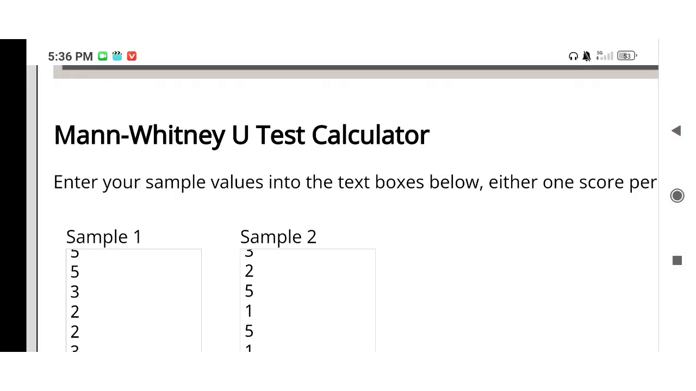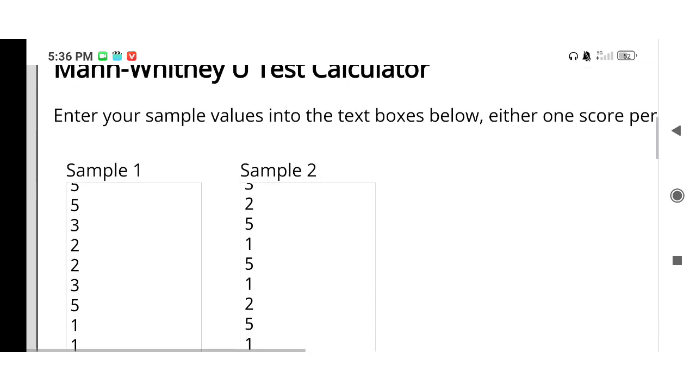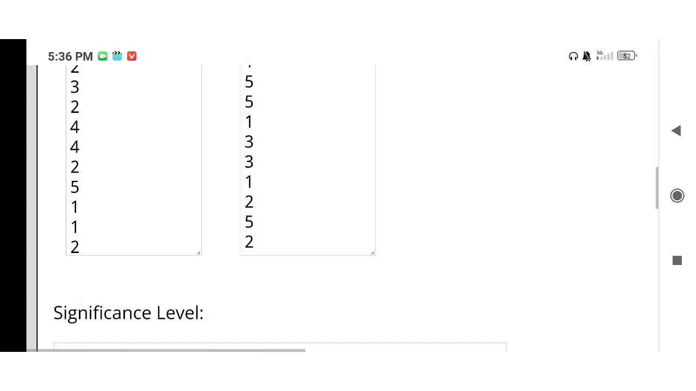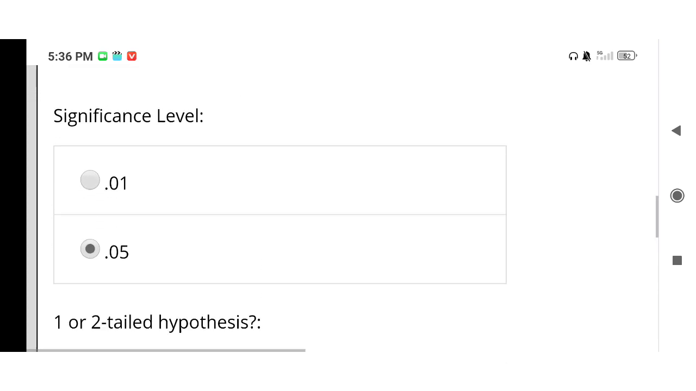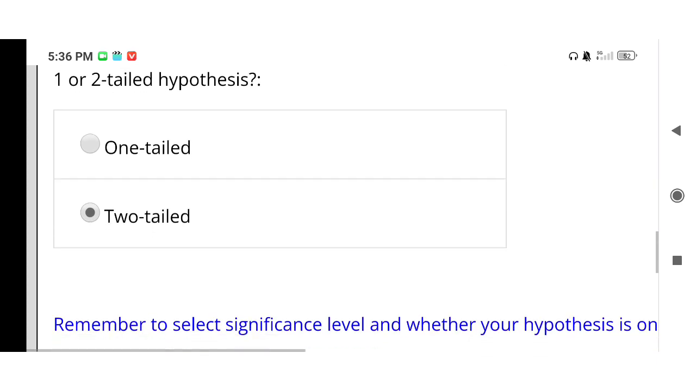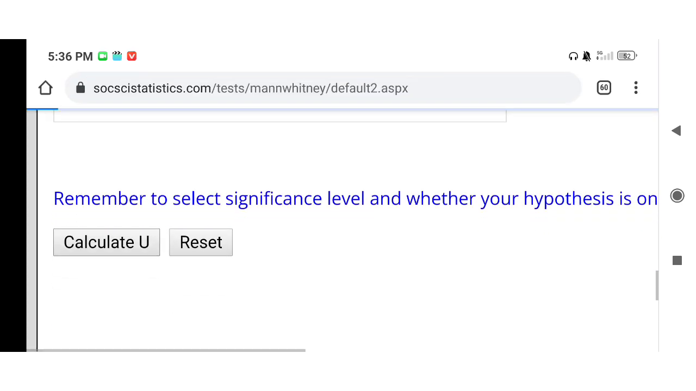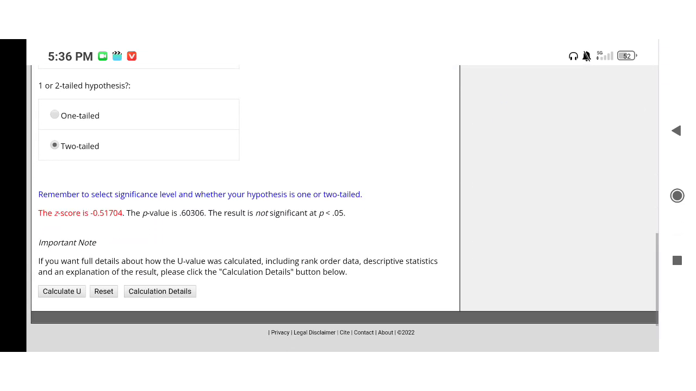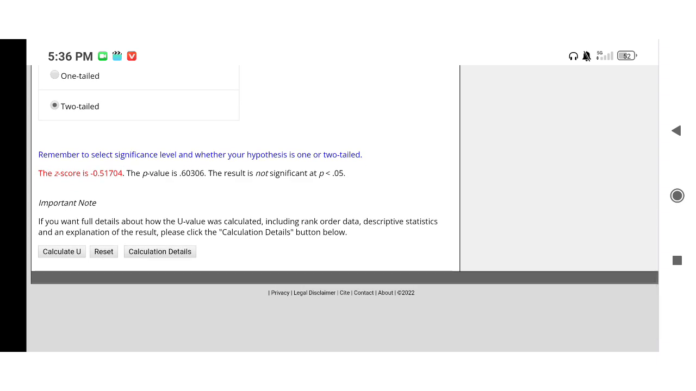So in the Mann-Whitney U-test calculator, we already pasted the 50 samples for sample 1 and the 50 samples for sample 2. We set the significance level to 0.05 and we use a two-tailed hypothesis. So these are the results. We have here the z-score is negative 0.51704, and the p-value is 0.60306, so the result is not significant at p less than 0.05.